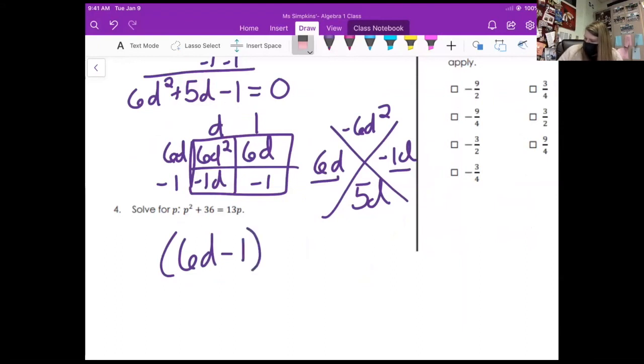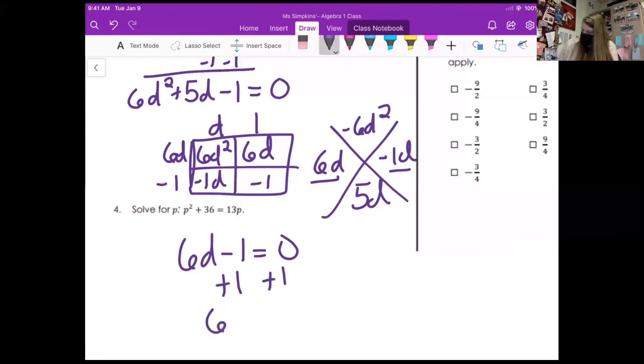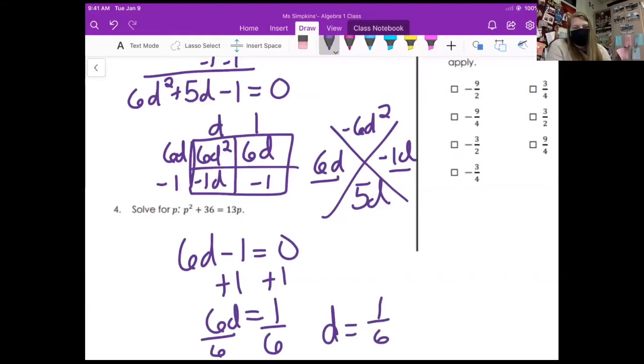Set that equal to 0. Solve that. If I add 1 to both sides, I get 6D equals 1. And then I want to divide by 6, and it could be a fraction. So D is equal to 1/6.